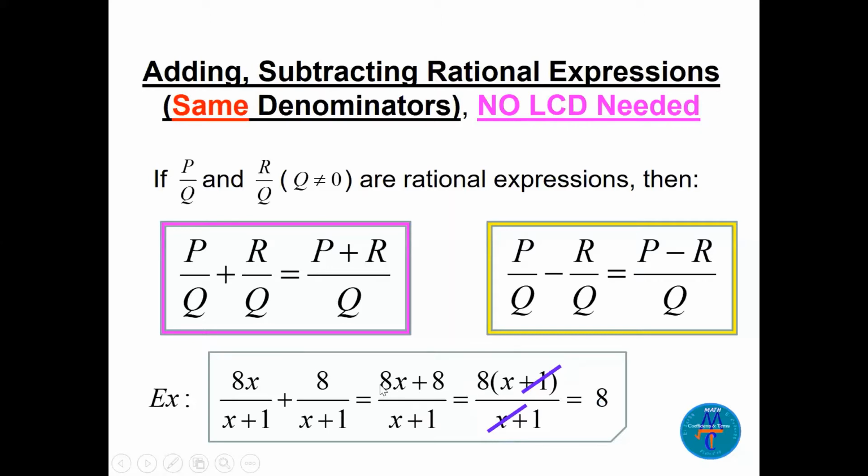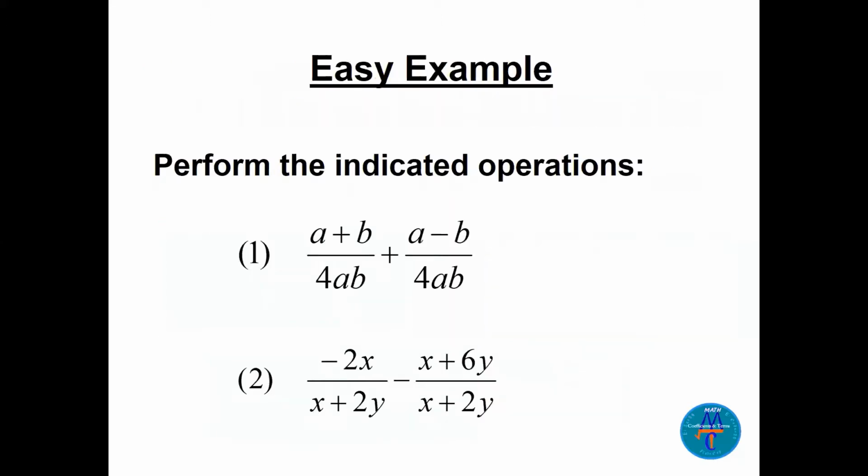Now, suppose we have 8x plus 7. Then we cannot do anything. Just leave it. 8x plus 7 divided by x plus 1. Now, this is so easy, and we take also an easy example.